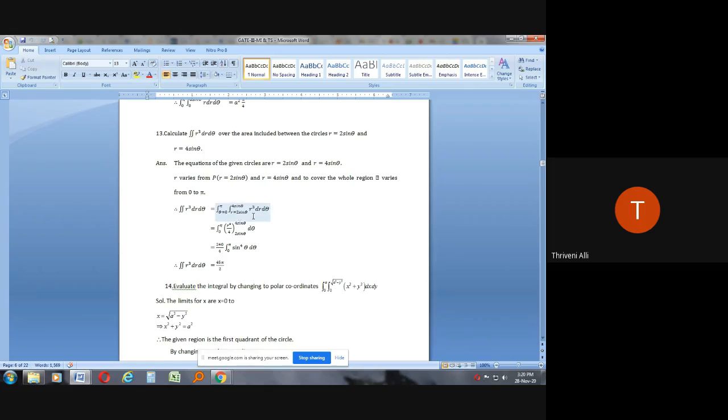So first we have to integrate with respect to r and then theta. Why? Because r is a variable limit and theta is a constant limit. So we get the answer 45 pi by 2.